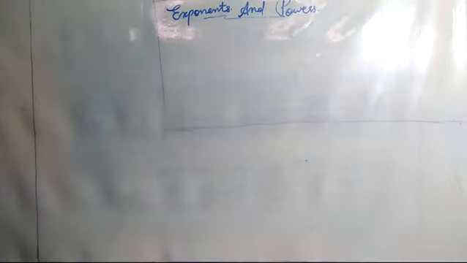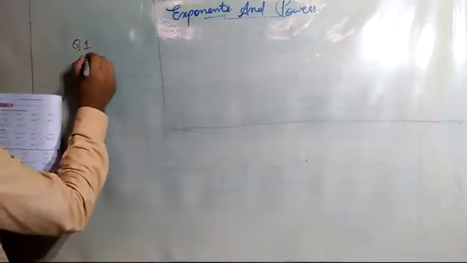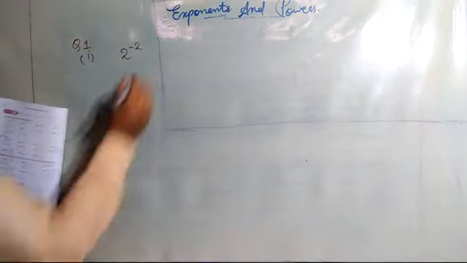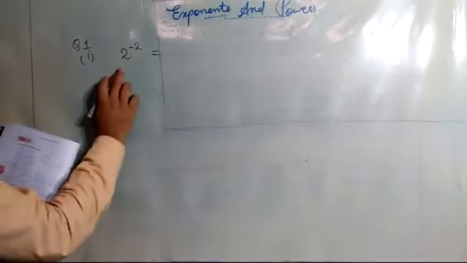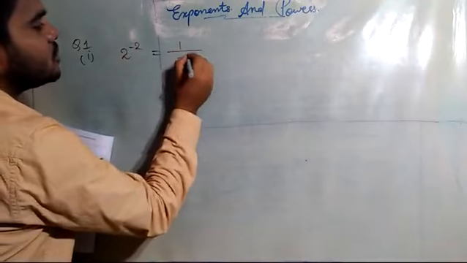Now question number 1 of your exercise, sub part 1, is written 2 raised power minus 2. We are going to evaluate each of the following powers. For evaluation, if it is a negative power, I have told you it will go in the denominator, so it will be 2 raised power 2.